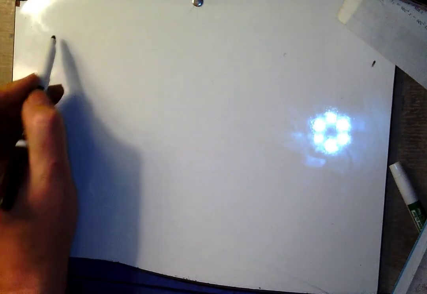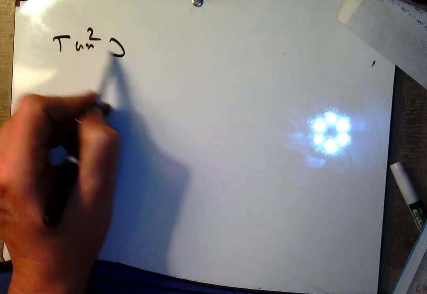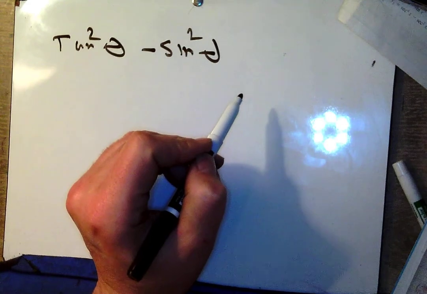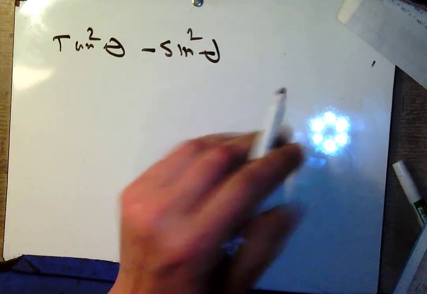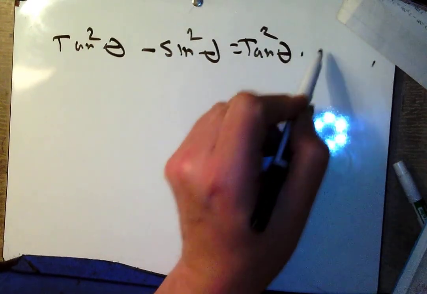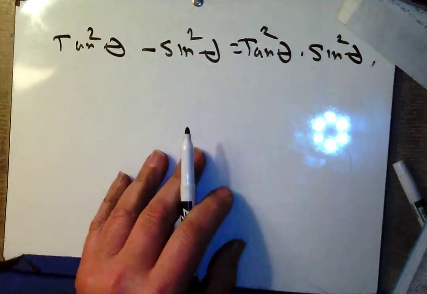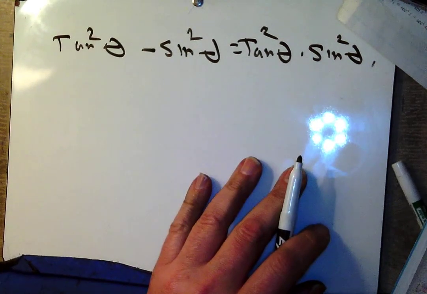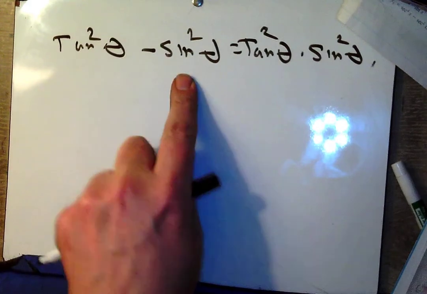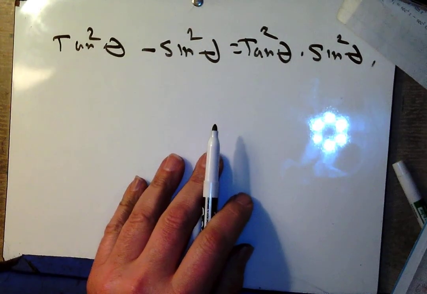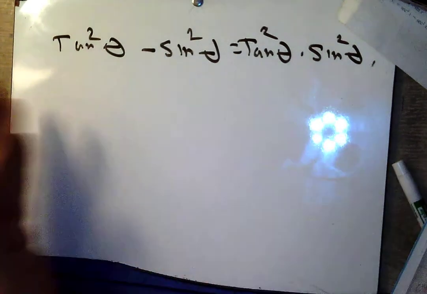Okay, how about this one? Tangent squared theta minus sine squared theta equals tangent squared theta times sine squared theta. Now, I don't know about you, but this wigs me out a little bit. You're saying this thing minus this thing is the same as when I multiply those two together? Yeah, it really is this. Okay, so give it a try.